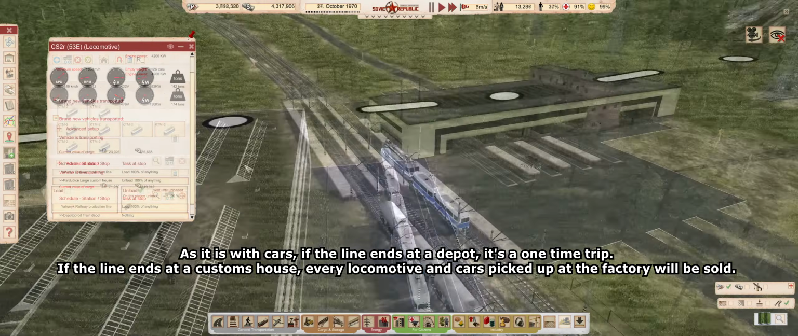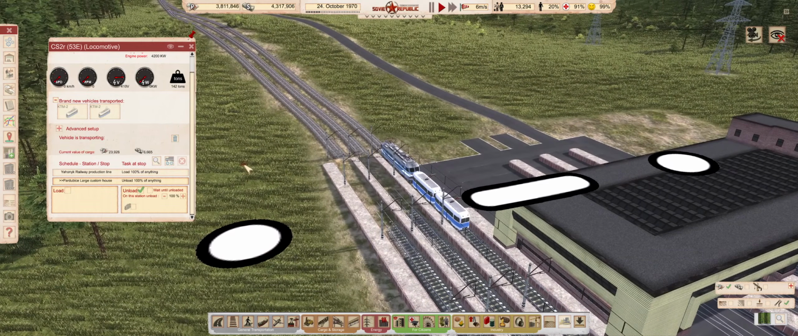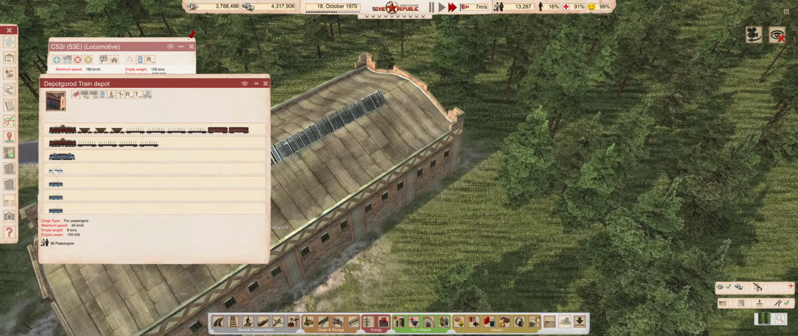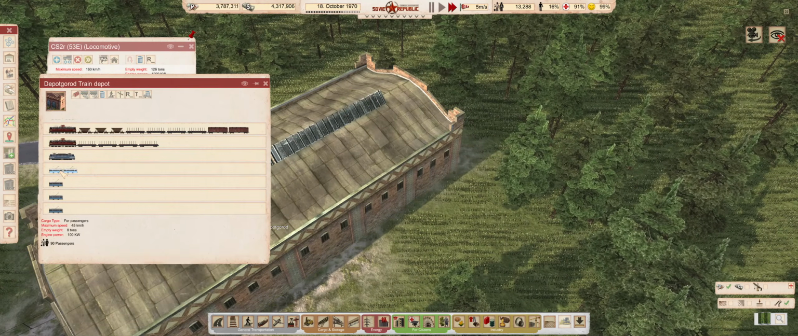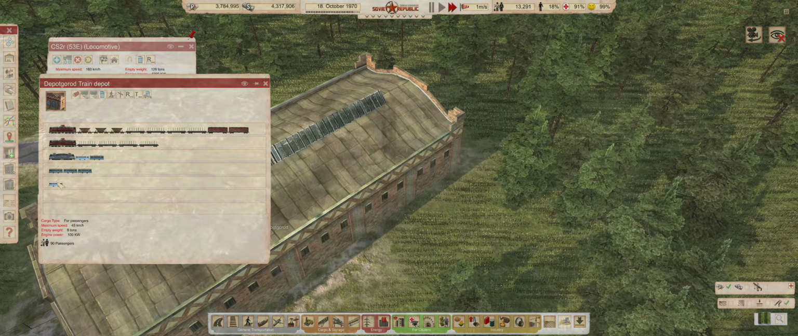If the endpoint is a border customs house, all the cars and extra locomotives will be sold, and the line repeats forever. But if the endpoint is a depot, then the cars will be dropped off and the line will terminate. At that point you can drag and drop the cars in the depot between trains like usual.